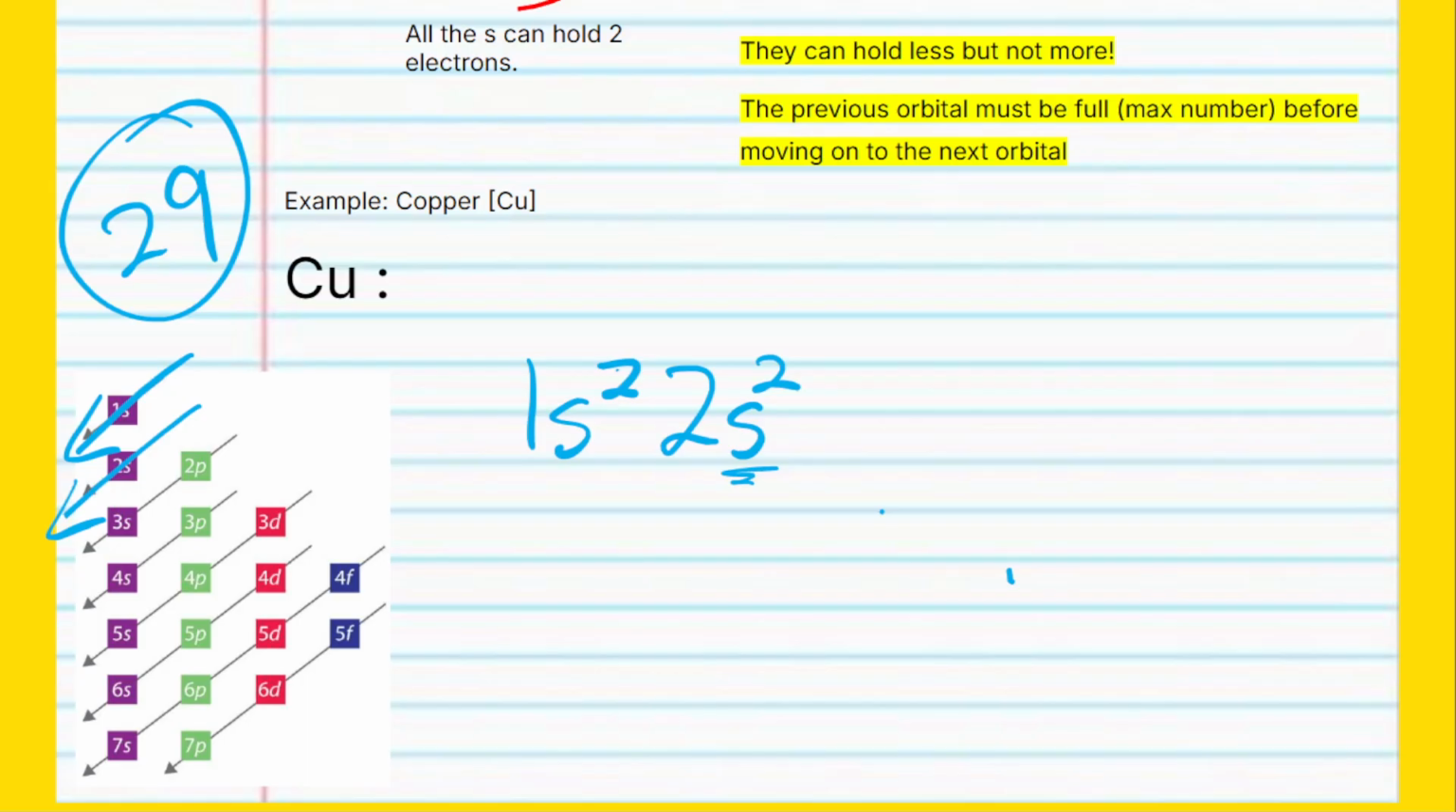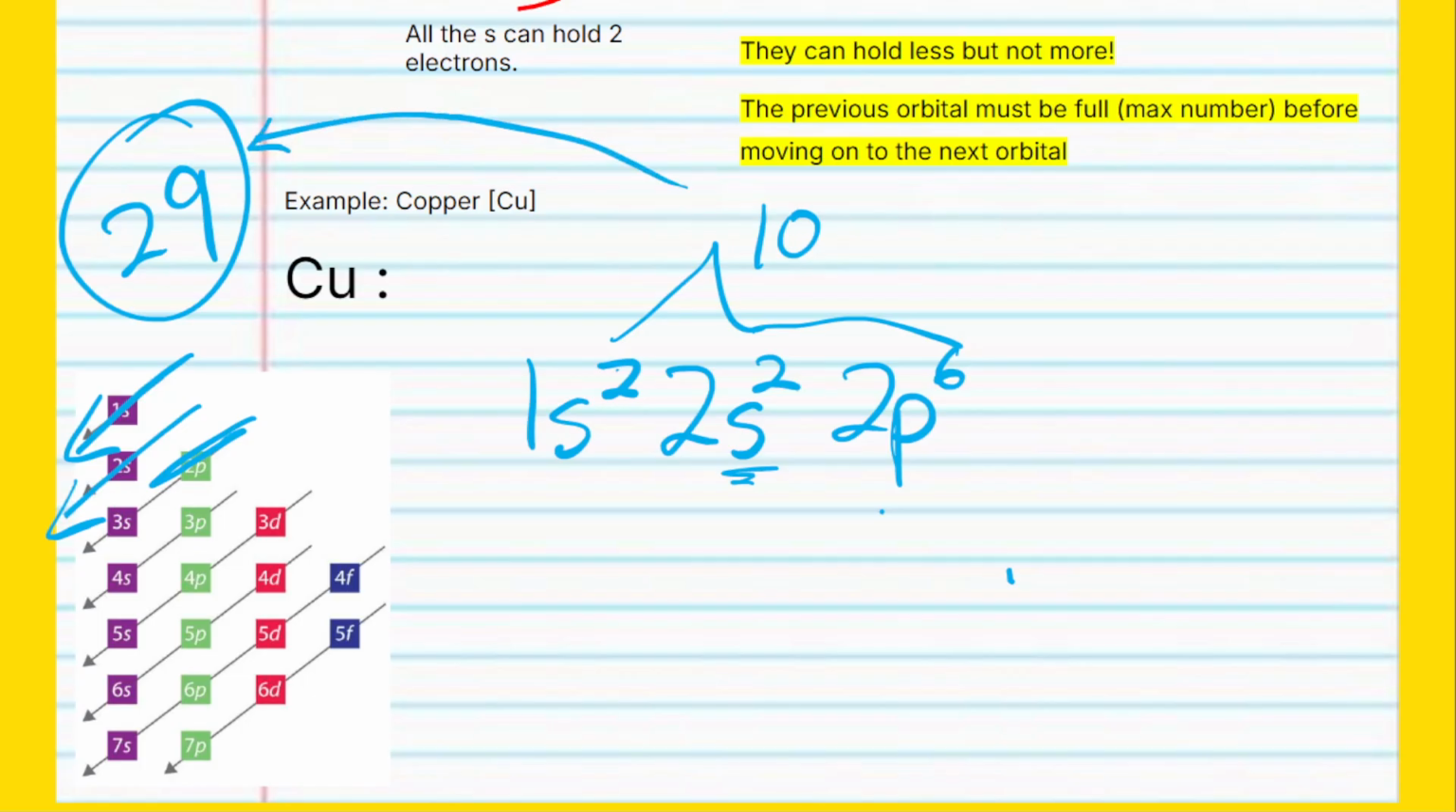And then next one would be 2p. Okay, so 2p is the next one, and p can hold up to 6. So now I have done 2, 2, and 6. That's a total of 10. My goal is 29. I need 19 more. So let's keep on going.